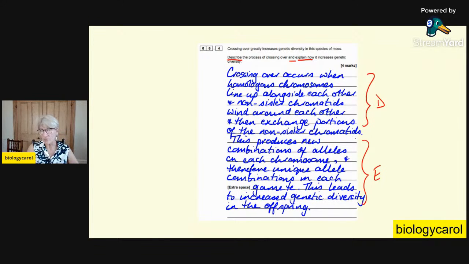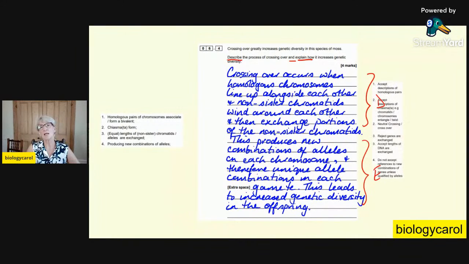That's the best I could do with regards to describing it. Explaining it, why does it happen, or what does it do? This produces new combinations of alleles in each chromosome, and then I go on to explain. Therefore, you get unique allele combinations in the offspring, equals genetic diversity. Each individual genetically unique, different alleles. Notice, same genes, different alleles.